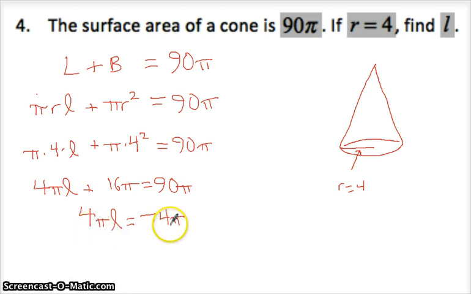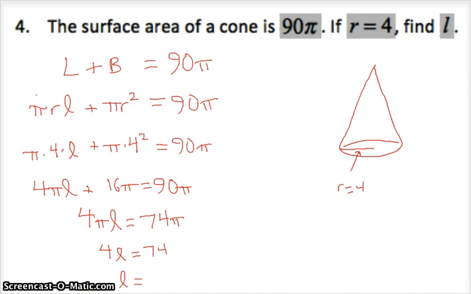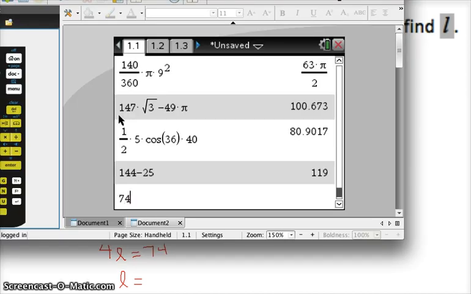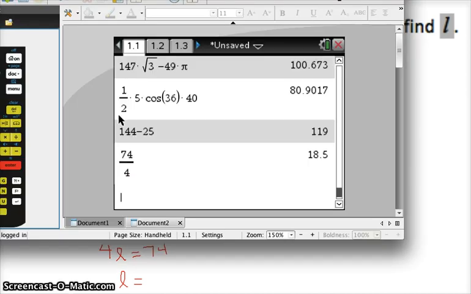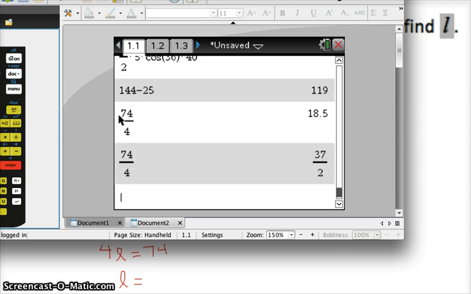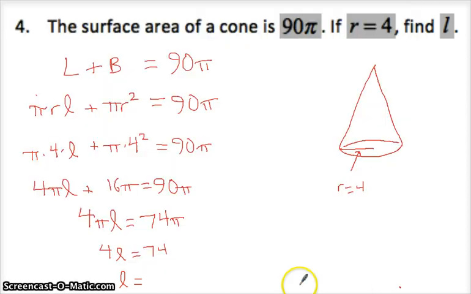Divide both sides by pi first. It's just 74 divided by 4, which is something I'll mess up if I don't do it this way. 74 divided by 4, that's 18.5, or you could also think of that as 37 halves. Or you can call it 18.5. Yeah, 18.5, either one. That's fine.